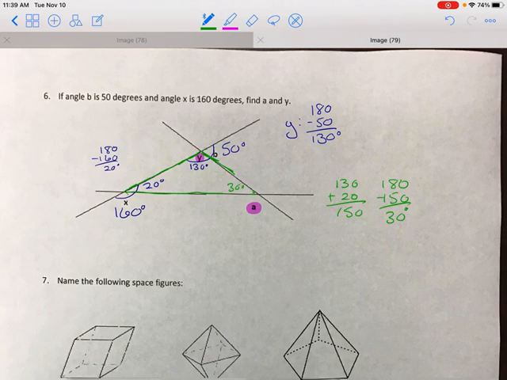Now in order to get A, now I'm looking at these 2 angles. So to get A, those have to add up to be 180. So 180 minus 30 would be 150.